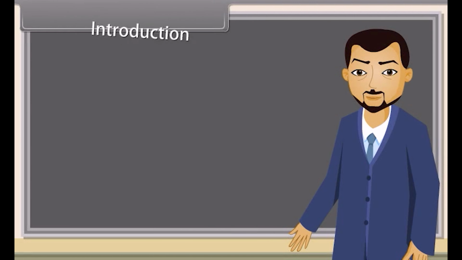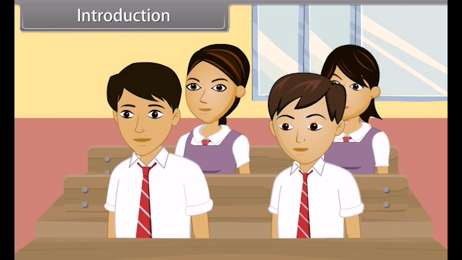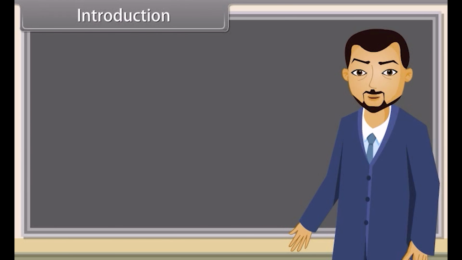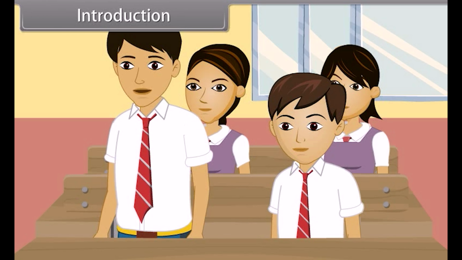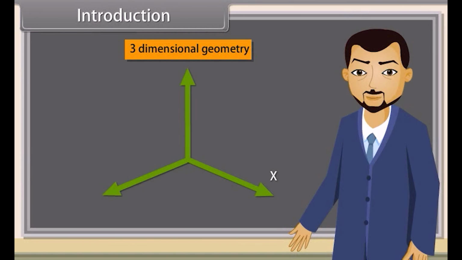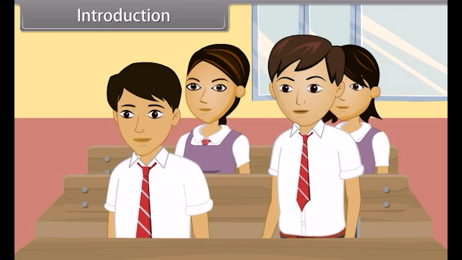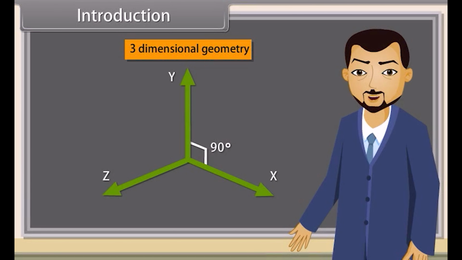Introduction. Hello students. Today we will learn three-dimensional geometry. Do you know what three dimensions are? Teacher, in three dimensions we consider x, y and z axis. Very good. What is angle in between these three axes? Teacher, the angle in between the axes is 90 degrees. Well said. So let's move further. In this lesson, you will learn three-dimensional geometry.